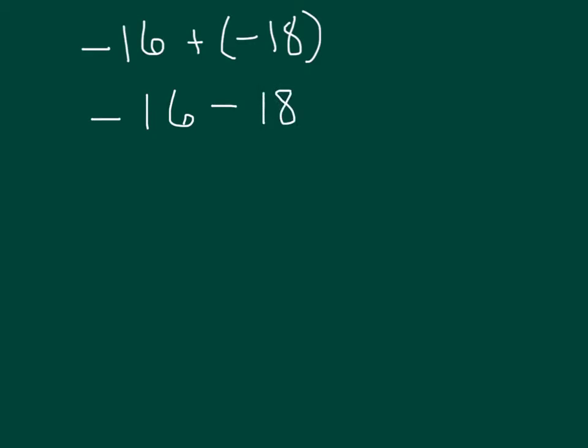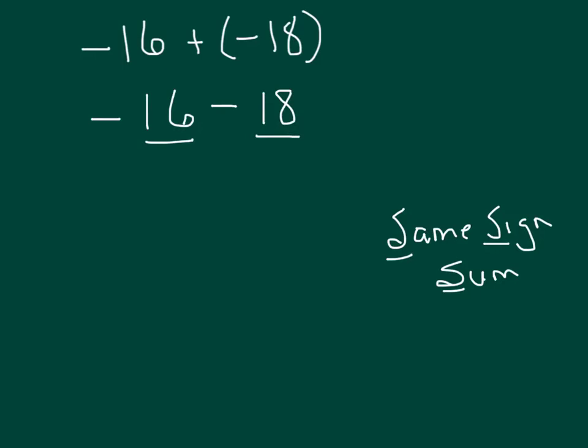Okay, what was our rule? Our rule is if you have the same sign, what do you do? Same sign sum. Isn't that great how all of them start the same way with the same letter? Same sign sum. So that means that we're going to add 16 and 18 together. That gives us 34. And we keep the sign. And the sign is a minus. So we keep the sign, so our answer is a minus 34.